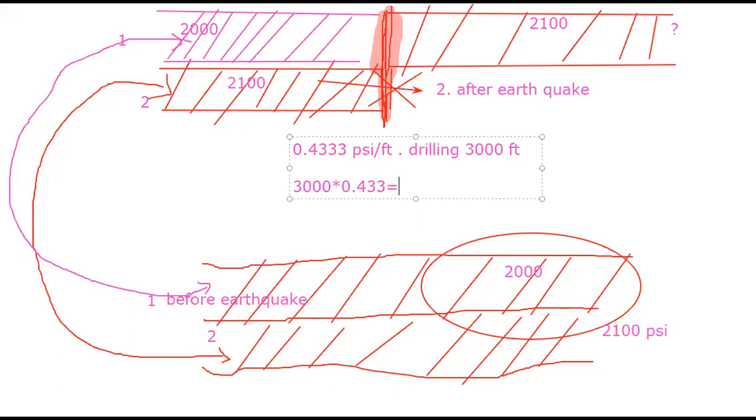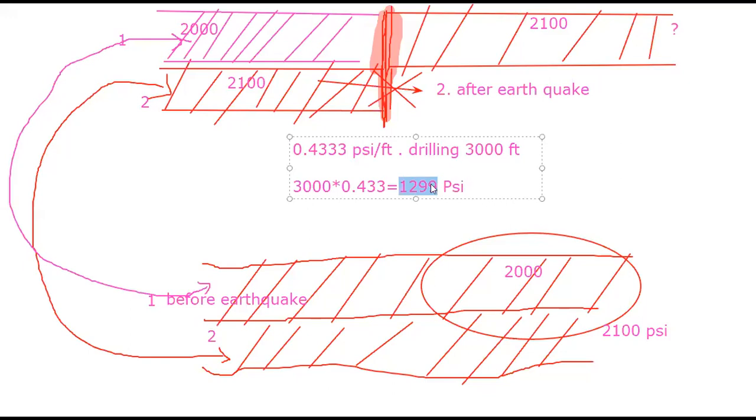Can you multiply for me? Anyone, please? 1299. So the pressure here is 1299 psi. As normal, we said that per feet pressure is 0.433 psi. We drilled 3000 feet, so we should get this pressure, 1299 psi.